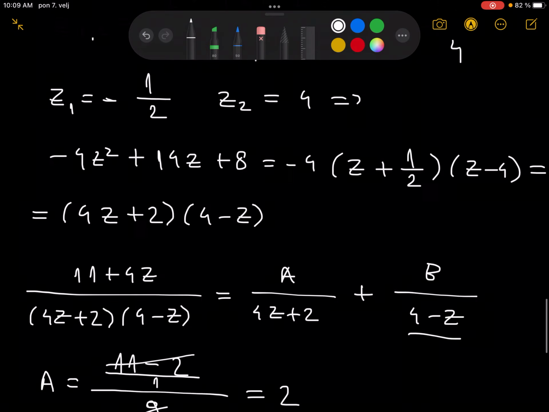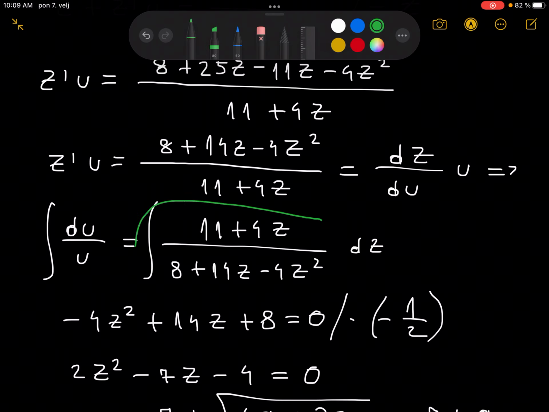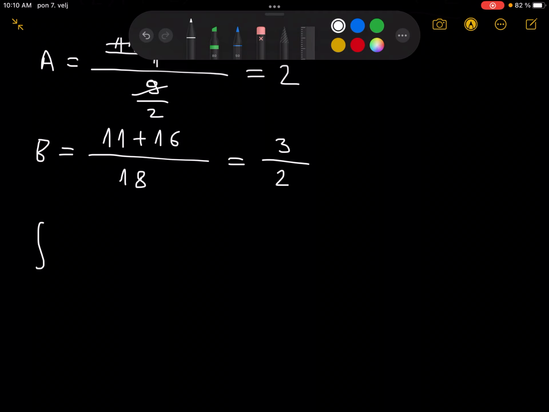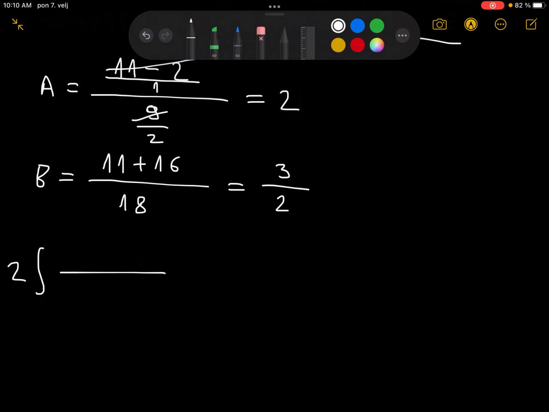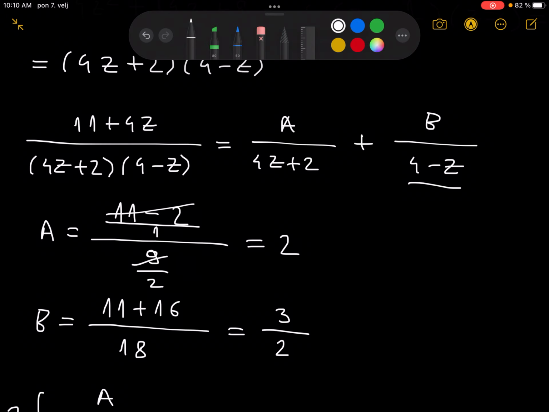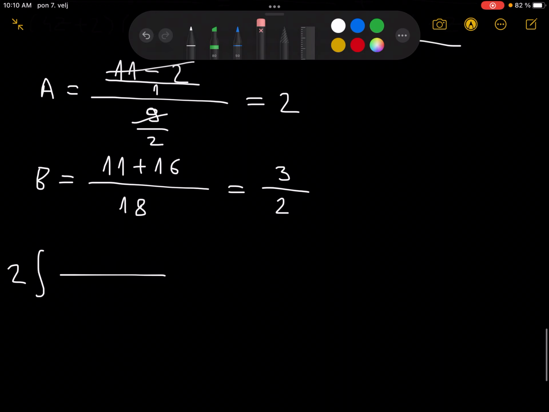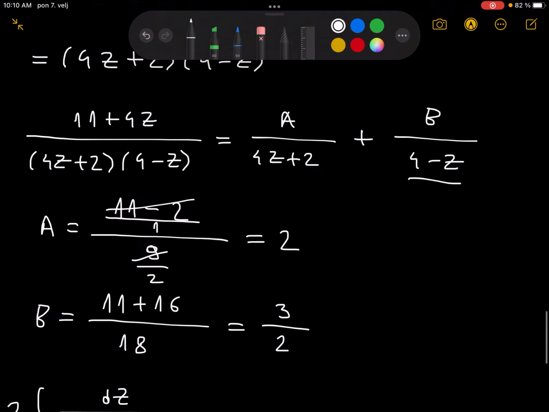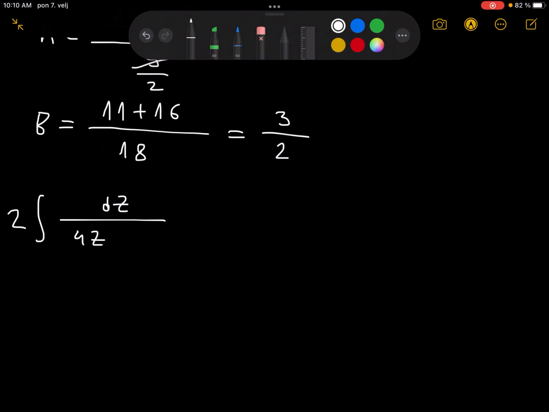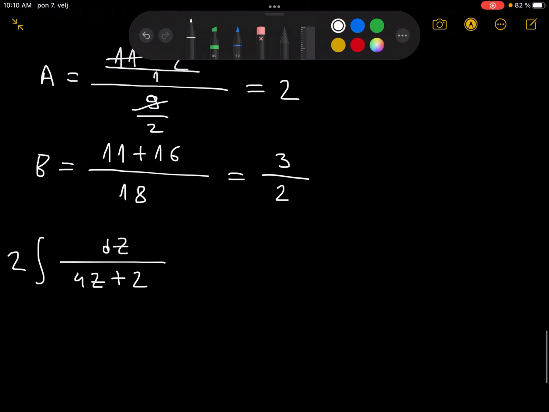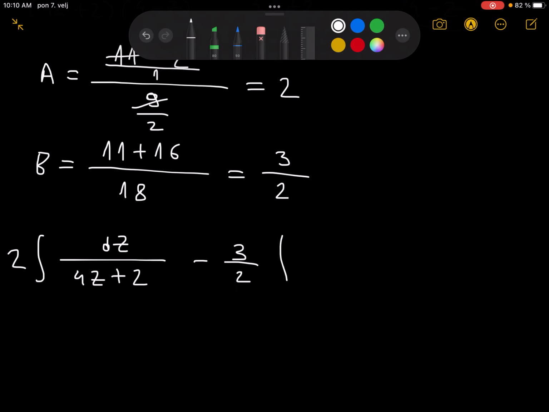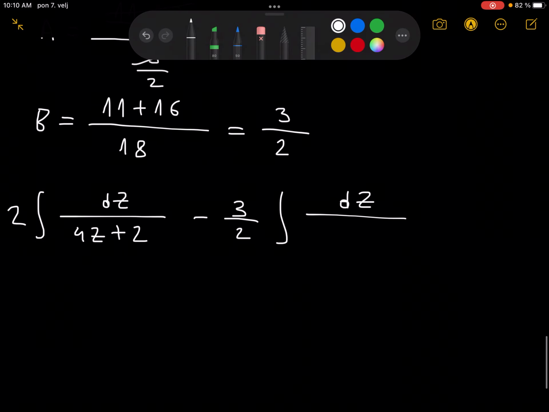So in other words, our original integral, I'll just go ahead and call it I, is equal to 2 times the integral of, okay, we do have A, but we know it, dz over 4z plus 2, minus 3 over 2 times dz over z minus 4.